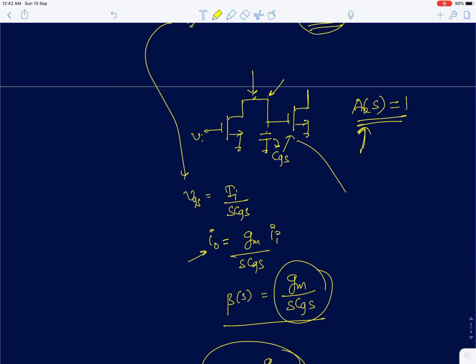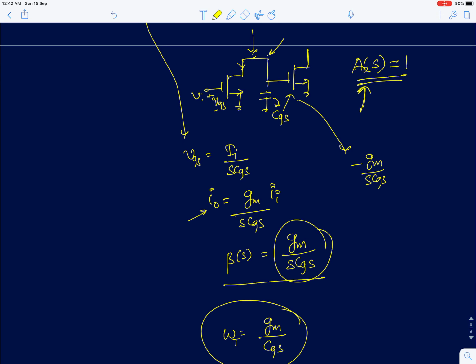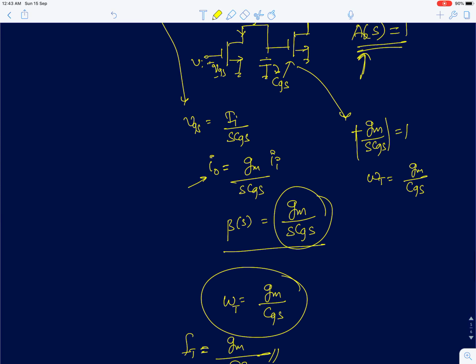Similarly, for the voltage gain, I am applying a voltage VGS here. The current flowing through this amplifier is actually minus GM by SCGS, but I'm ignoring the sign right now. I'm just interested in finding the magnitude of the gain becoming equal to 1. You would get the same omega t as GM by CGS by this approach as well. After this, the gain of the amplifier, both voltage gain and current gain, is always going to be less than 1. So there is no more power gain in this circuit.